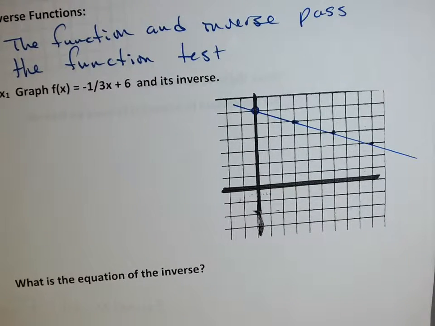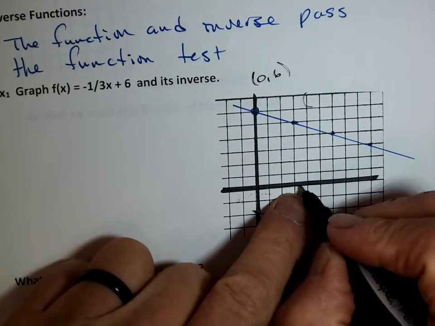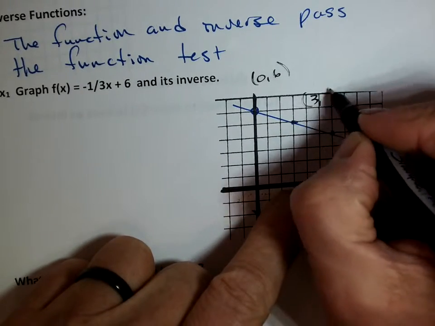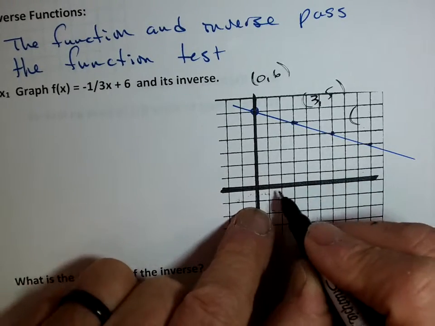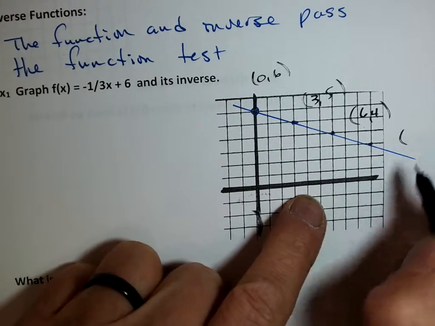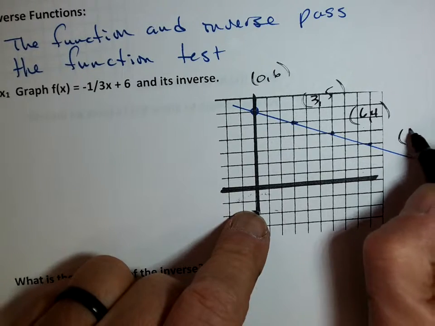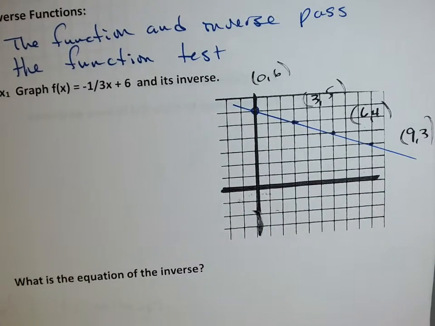And if I want to graph its inverse, one method is just to take all of its points and switch the points. So here are my points: (0, 6). I've got a point at (3, 5). Got a point at (6, 4). I've got another point at (9, 3). Okay, so those are just individual coordinates of my function.